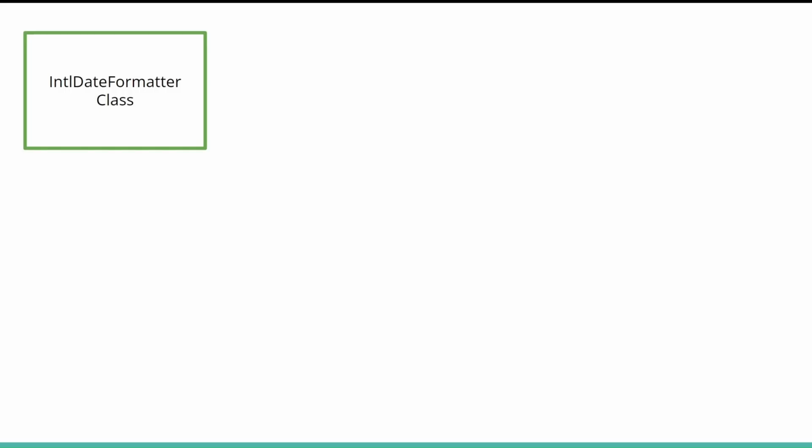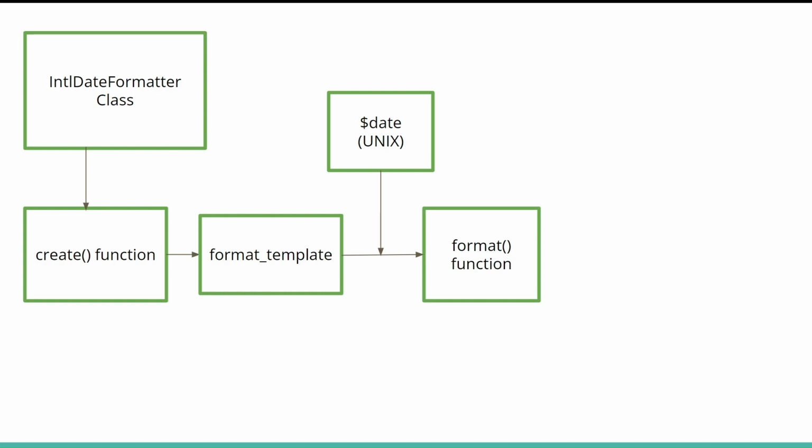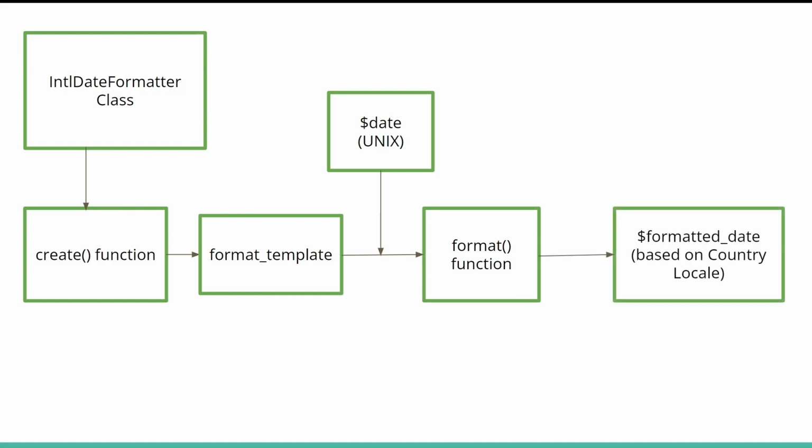So here's a visual explanation of the code. We have the IntlDateFormatter class, which has a create function, which will help us create the format template. We're then going to pass this template along with the actual date value we have for the date and time. I'm going to use a Unix timestamp into this format function from the IntlDateFormatter class, and that's going to output our formatted date based on the country's locale.